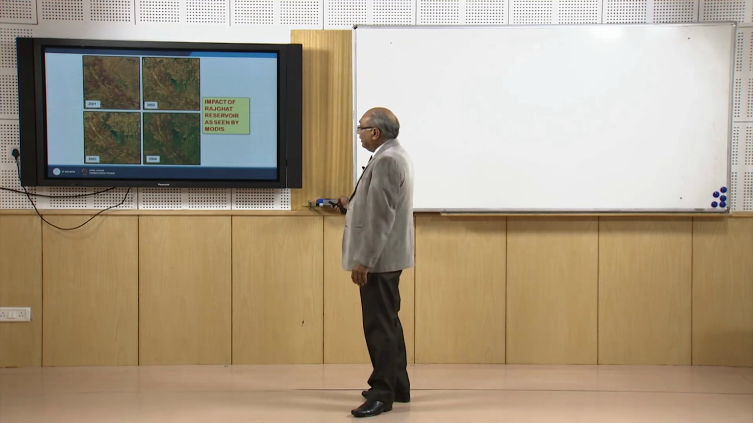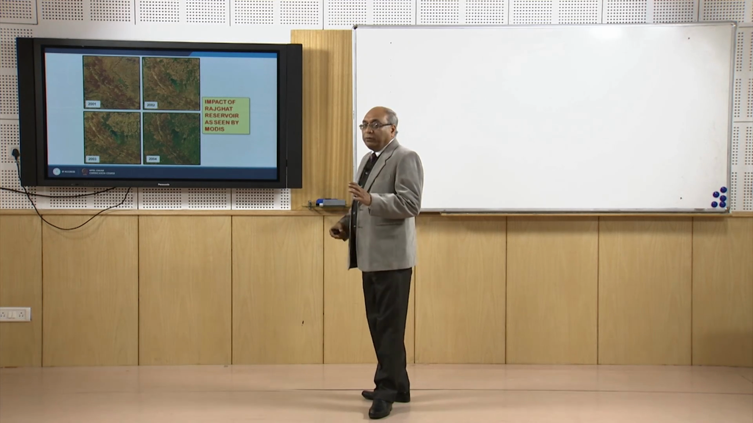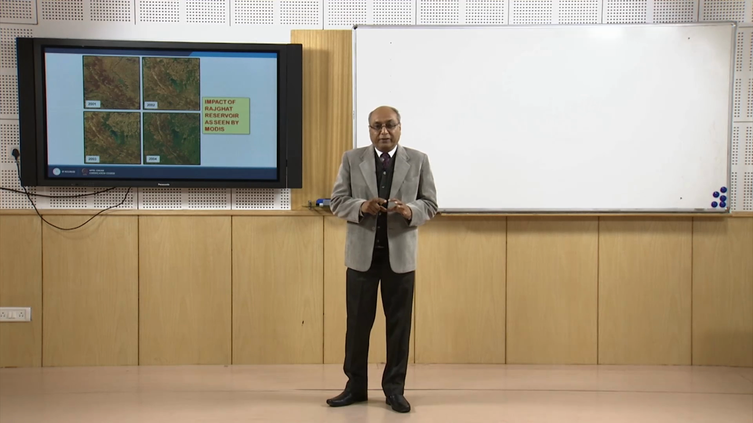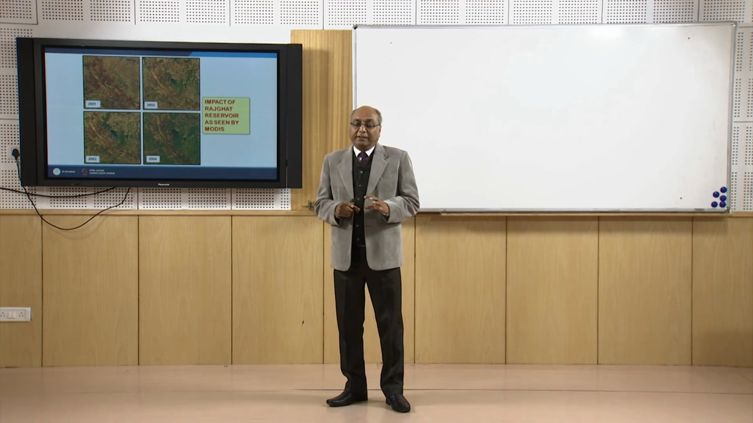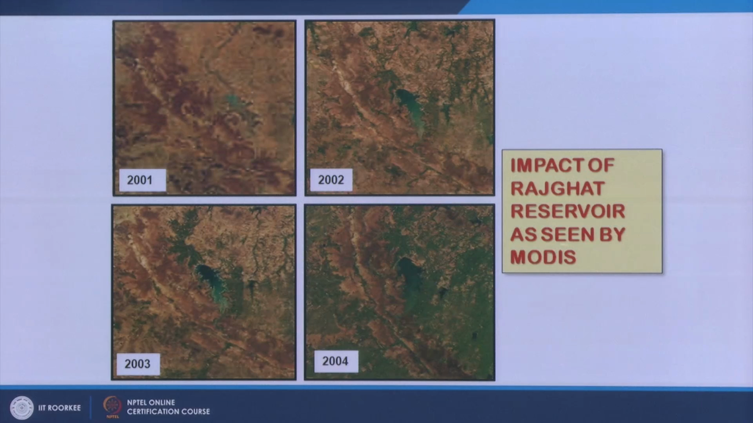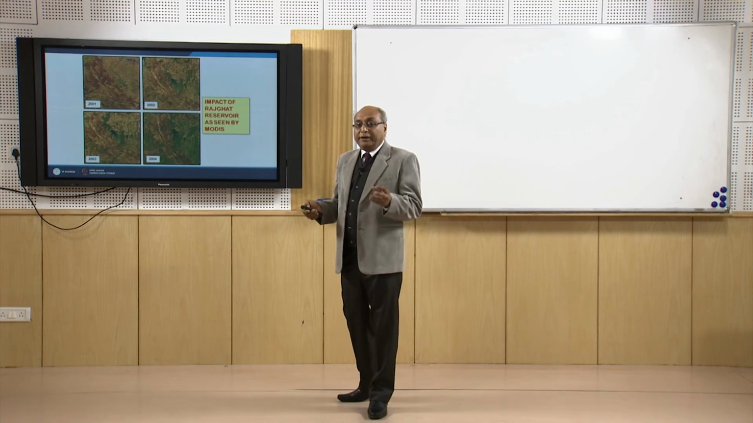And one other question is how much area will get benefit, and how quickly the area will get benefit. This is time series data, which is very interesting. This is from MODIS, and it is covering a large area. This is a very large, multi-purpose reservoir. It has hydropower, canal irrigation, and lift irrigation.